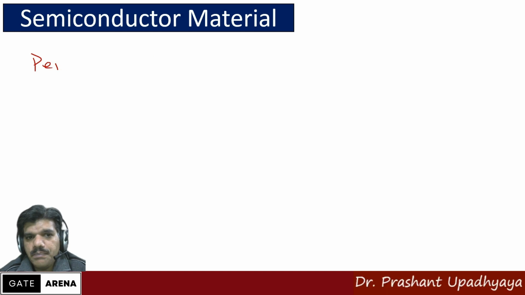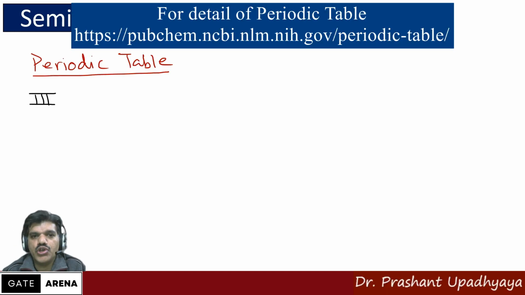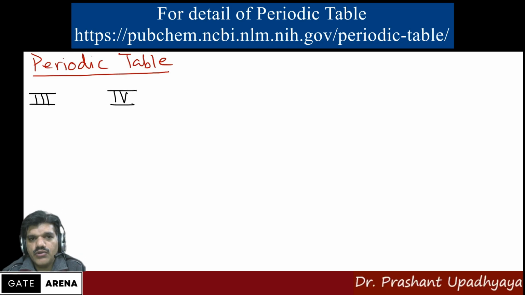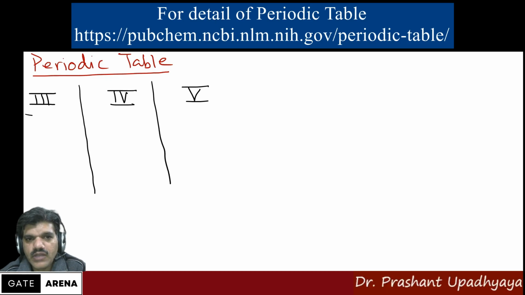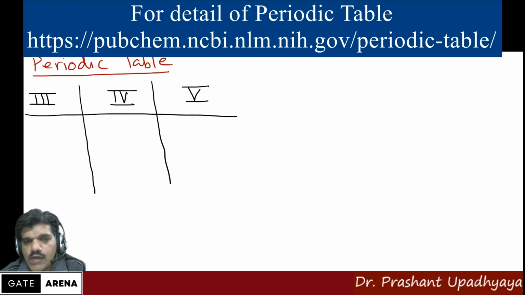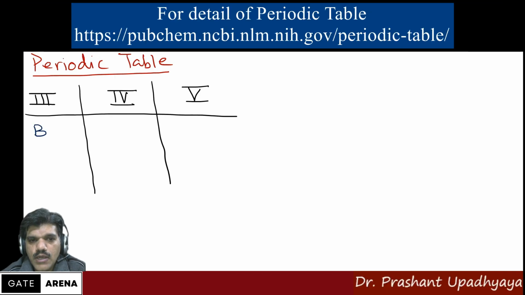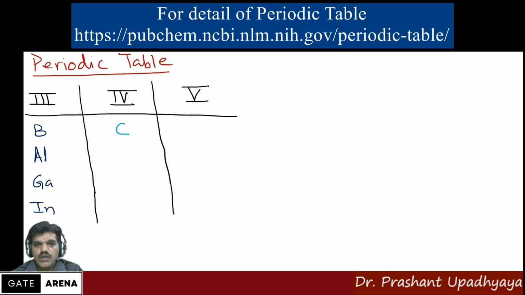Okay, so coming to the periodic table. We are just taking a portion of the periodic table. We have group 3, group 4, and group 5 elements, so we are just writing this for you. The group 3 elements are boron, aluminum, gallium, indium. The group 4 elements are carbon, silicon, germanium. And the group 5 elements are phosphorus, arsenic, and antimony, that is Sb.